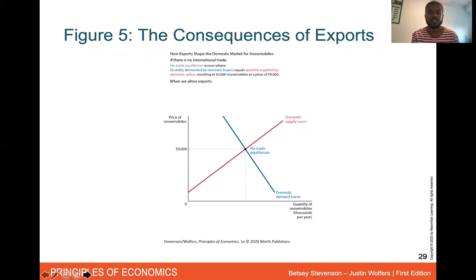The consequences of exports: how exports shape the domestic market for snowmobiles. If there is no international trade, this is the graph again with no international trade. This is the price of snowmobiles, and this is the quantity of snowmobiles produced in thousands, which I guess you don't have a number for, but this is the equilibrium here.